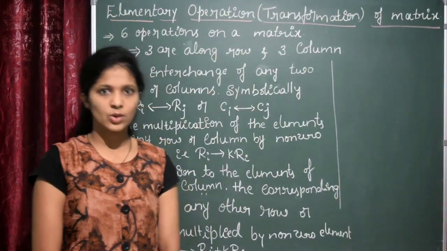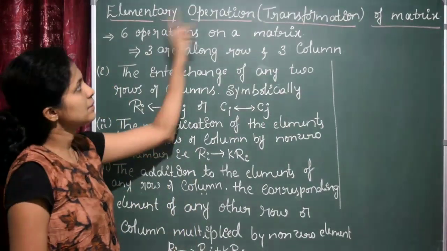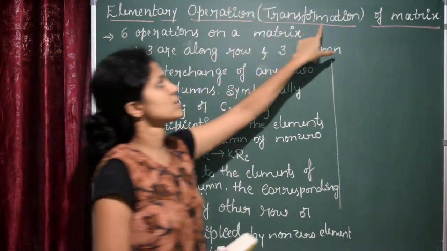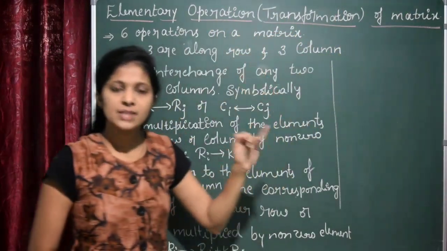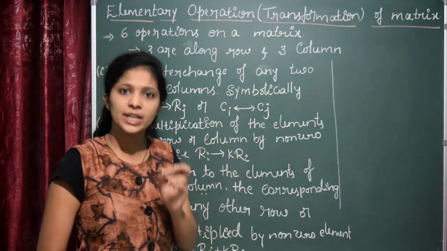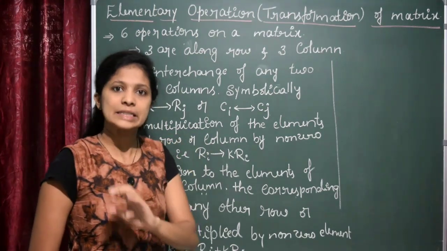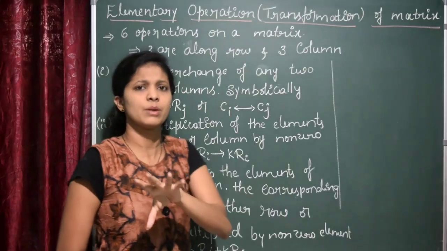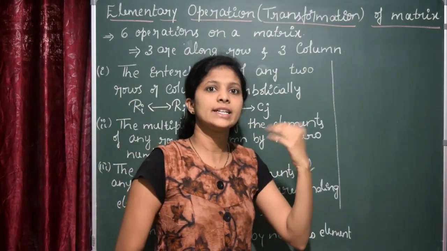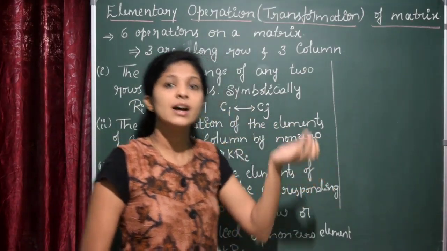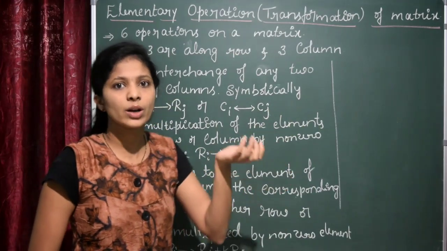Now we'll see the last concept of this chapter, that is elementary operation or transformation of a matrix. That means you can change the elements of any row or column without affecting their determinant value. Determinant you will study in the next chapter. Just remember that without affecting any determinant value, we can change the elements of any row or column.